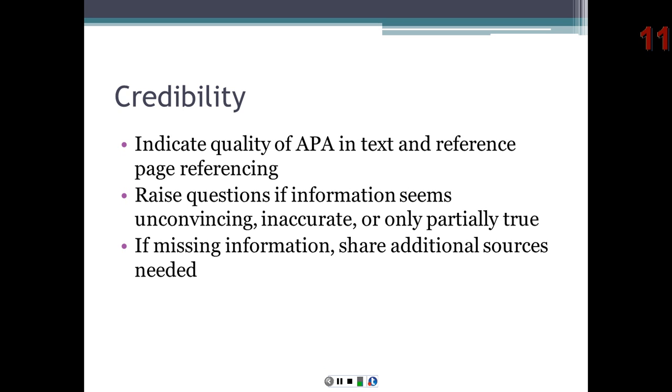If there's missing information, like if there was a new report that came out in the past 6 months, you need to share those resources with the writer as well so that they can add them to their paper and thereby increase their credibility.